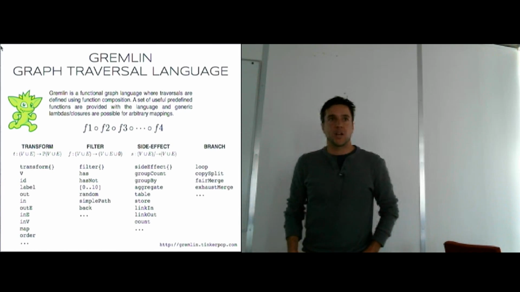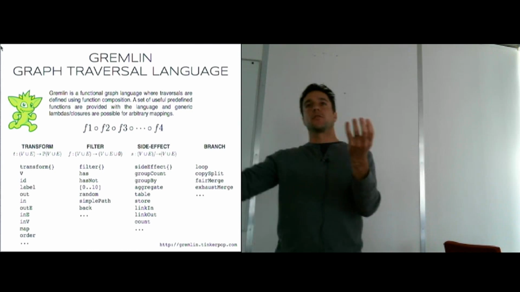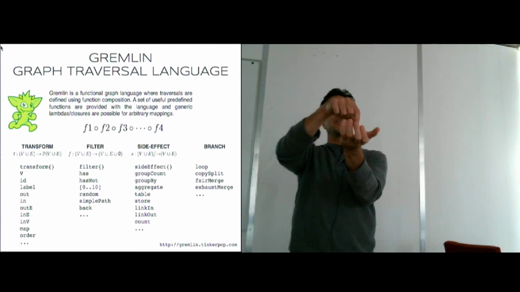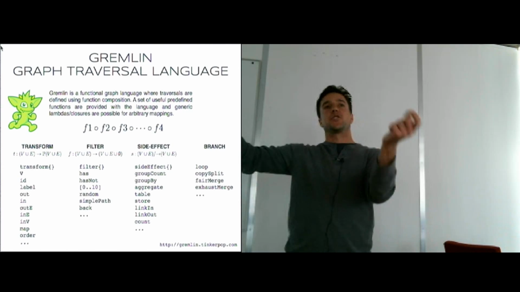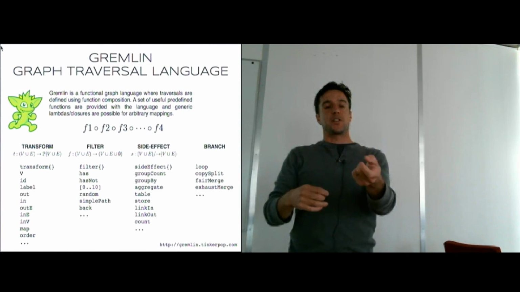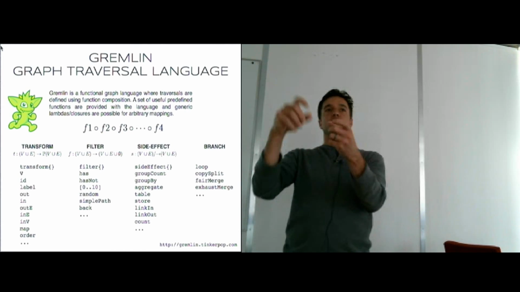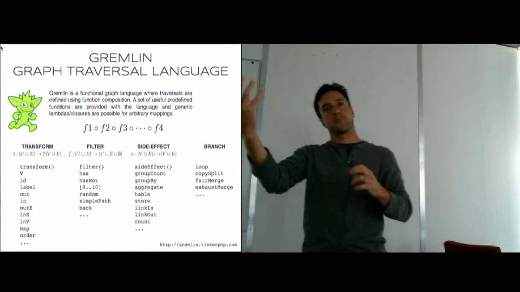One is a transform. A transform, in its simplest form, is where I want to go from a vertex to another vertex. If I'm going to do a walk from a vertex to its adjacent vertex, that's a transformation from this vertex to that vertex. Or if I want to get the name of a vertex, that's a transformation from the vertex to the string representation of its name. So it's a transformation of input to output.